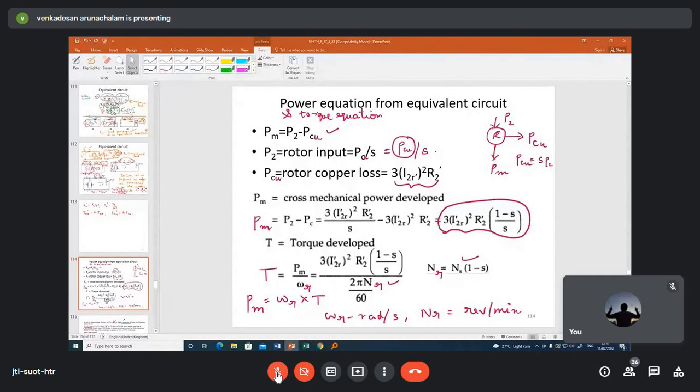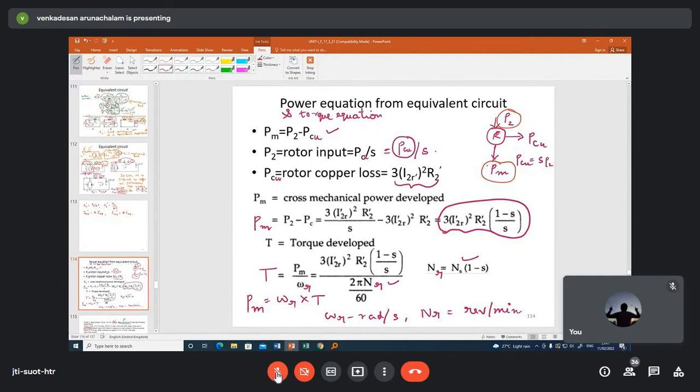This equation is very important to solve problems in GATE examination. From the equivalent circuit, what is the power output from the rotor? Again, you have to take the power flow of induction motor. You have the rotor here, and P2 is the rotor input, and PM is the rotor output. That is the power equation from the equivalent circuit. You can derive PM in terms of equivalent circuit parameters.